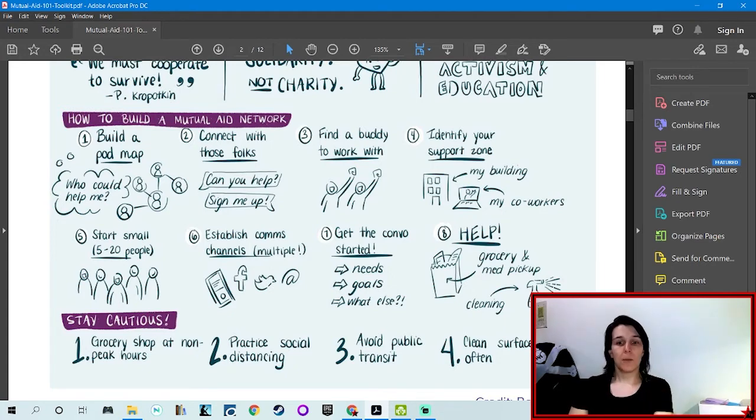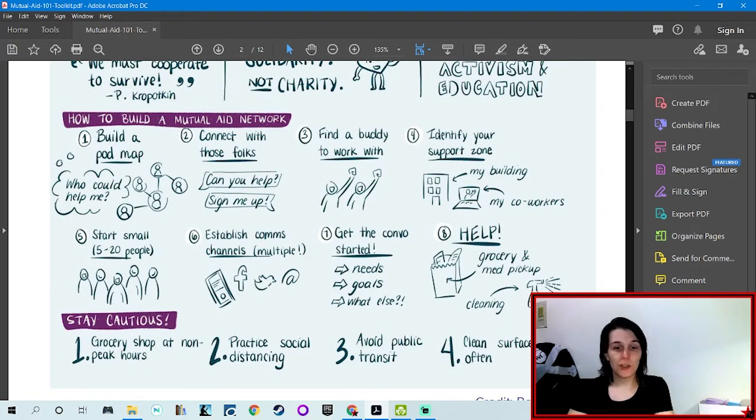So is this going to be something you do in your building? Is it something you're going to set up with your coworkers? Maybe just start some union activities, right? Is it going to be something that you do on your block? How many people can you get involved from a small enough space in order to do this? Because you want to start small with 5 to 20 people.